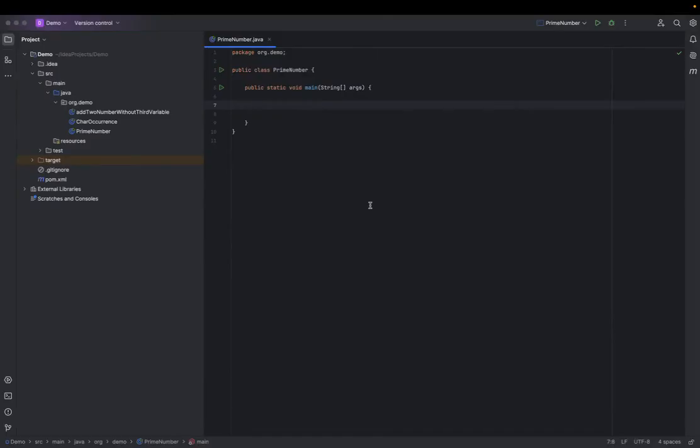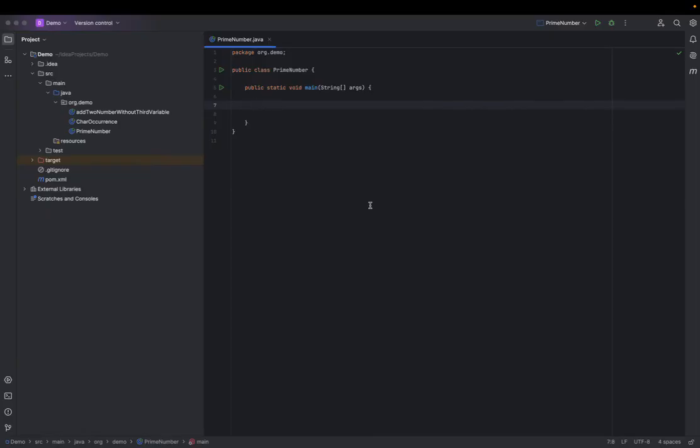Welcome to this class. Today we will start to learn about the prime numbers. So, first of all, we will understand what is the prime number. Then we will see the programming on the prime number. So, what is the prime number?